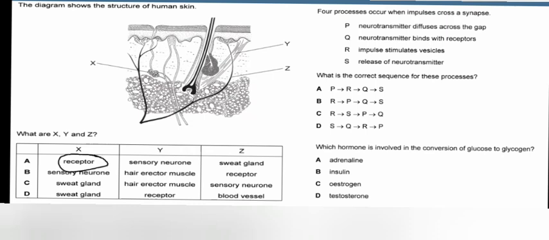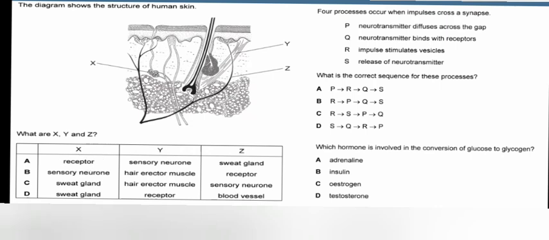So what is a receptor? A receptor is an organ part which converts the stimulus into an impulse. So the receptor converts the stimulus into an impulse. Then when we talk of effectors, these are just any organ parts that can respond to the particular stimulus. So now the question is saying, what are X, Y, and Z?